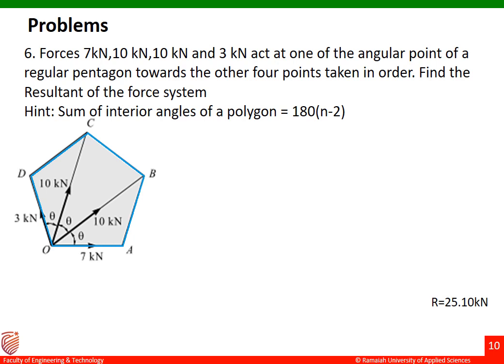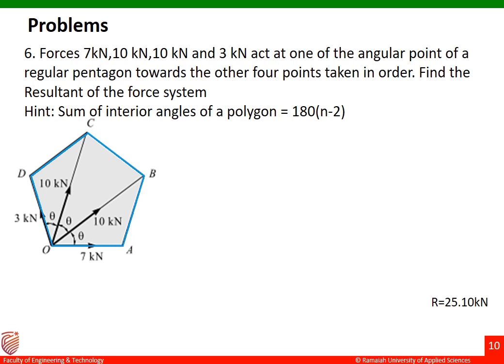Let us take them one by one. OA we will take as the first force, 7 kilonewton, making an angle of 0 degrees with respect to the horizontal. Then 10 kilonewton is making an angle of theta with respect to the horizontal. The third force, 10 kilonewton, is making an angle of 2 theta with respect to the horizontal. And the last force, 3 kilonewton, is making an angle of 3 theta with respect to the horizontal. What we have to do is find the resultant of the force system.